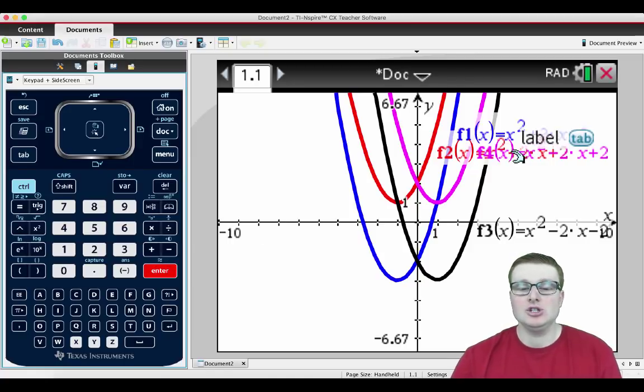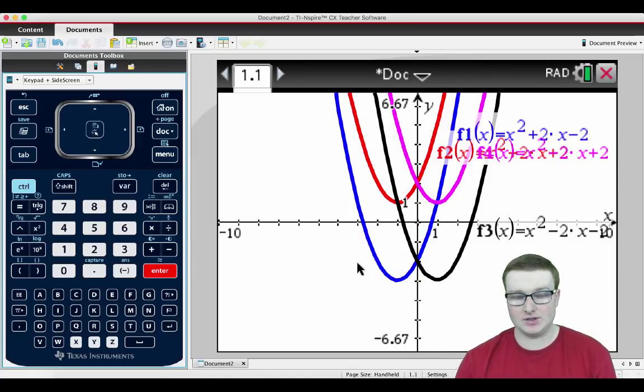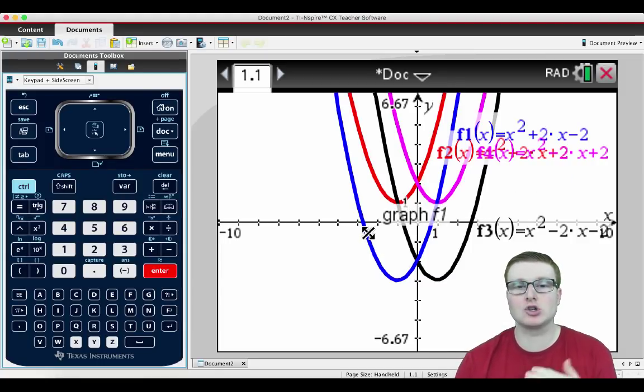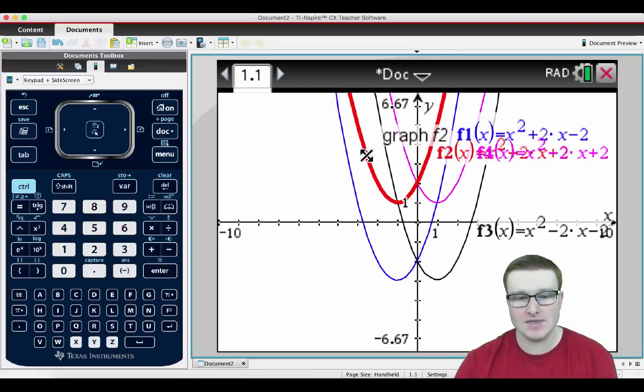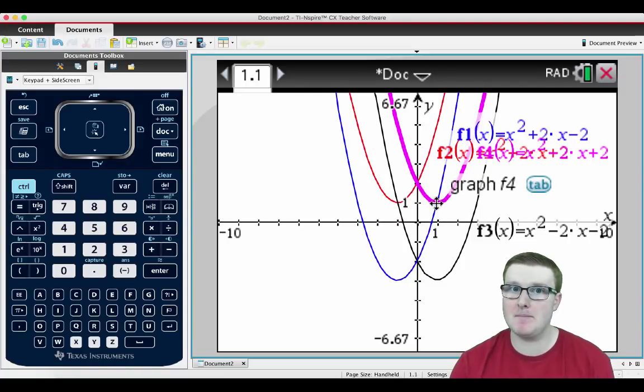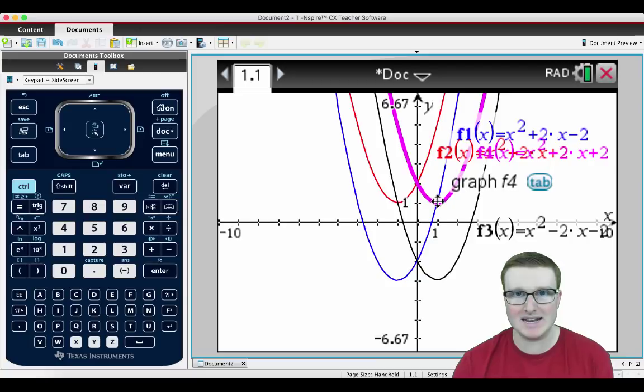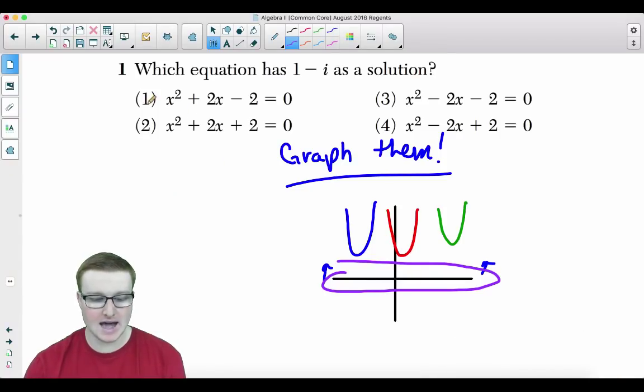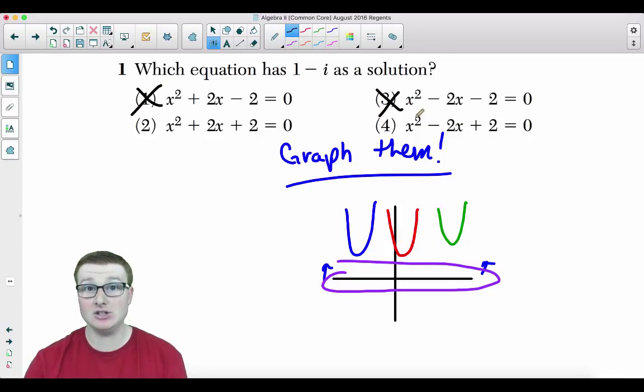If you look at all your graphs, the blue quadratic and the black quadratic are not the answer because these parabolas cross the x-axis. We want the red and the pink ones up here. See how the red is above the x-axis and the pink is above the x-axis? That produces imaginary roots because the discriminant is less than 0. So we know immediately it cannot be choices 1 and 3. Now we're down to 2 and 4.